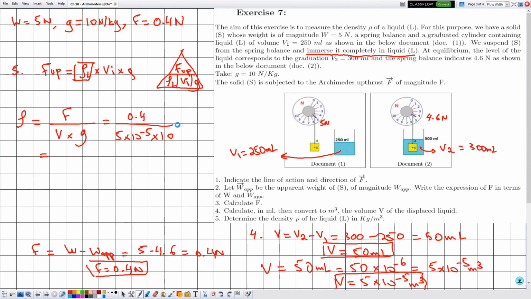Let me write it here. Since everything is in the SI, the value of ρ will be in the SI, which is kilograms per meter cube. Then the value ρ is 800 kilogram per meter cube. And by this we have finished solving this exercise.